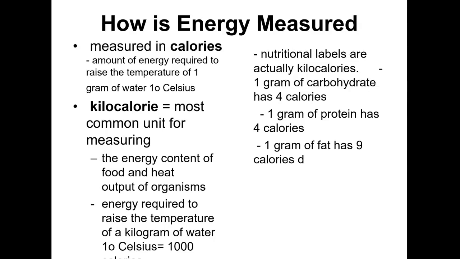Energy required to raise the temperature, like we said, of 1 kilogram of water 1 degree Celsius is going to equal 1,000 calories. So a kilo is going to be 1,000. Nutritional labels are actually going to be kilocalories. So 1 gram of carbohydrates, like we discussed in the last unit, has 4 calories. 1 gram of protein, 4 calories. And then 1 gram of fat is actually going to have 9 calories.